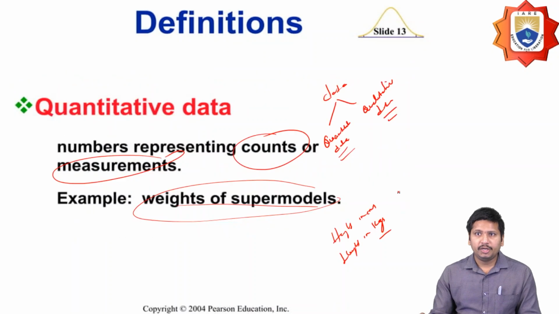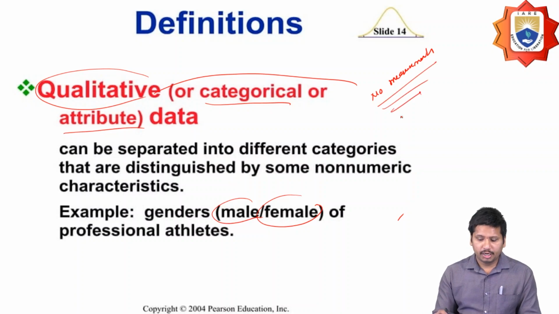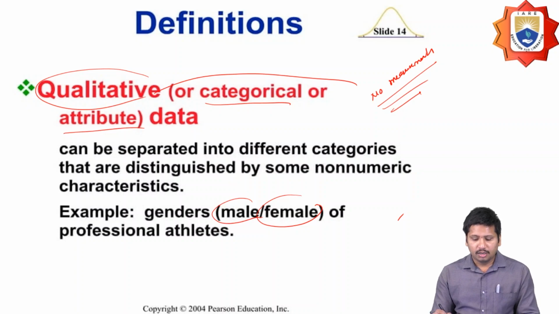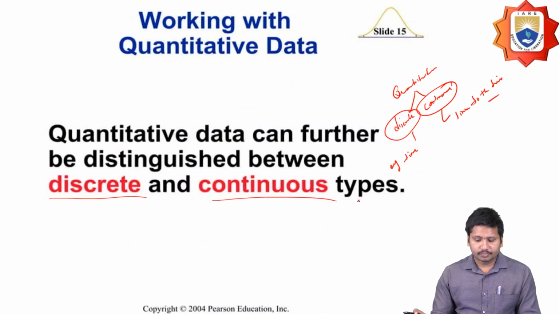So this and all will be treated as quantitative data. And then qualitative means it should be categorical data, it should not have any kind of measurements here. And again, this data is going to be separated into further categories, for example gender. So gender may be male and female of the professional athletics.